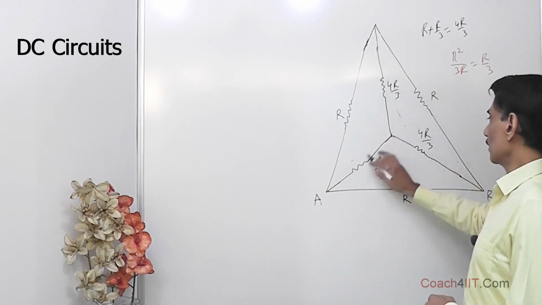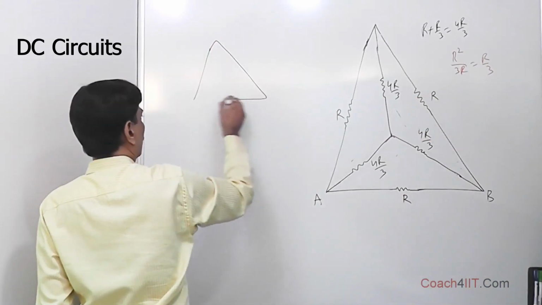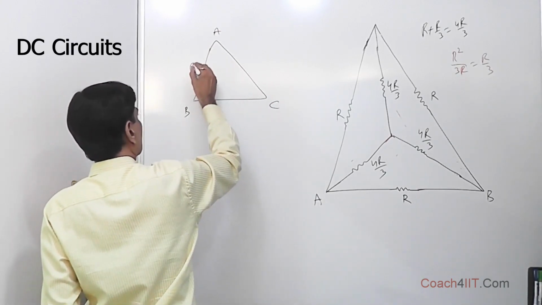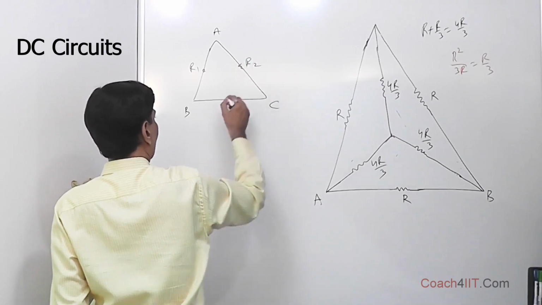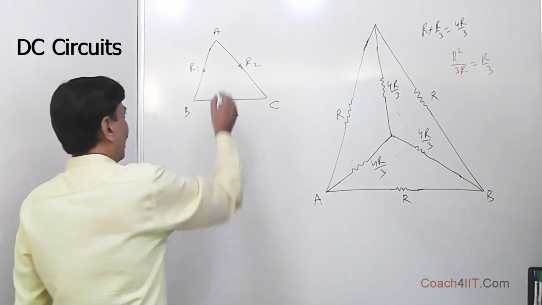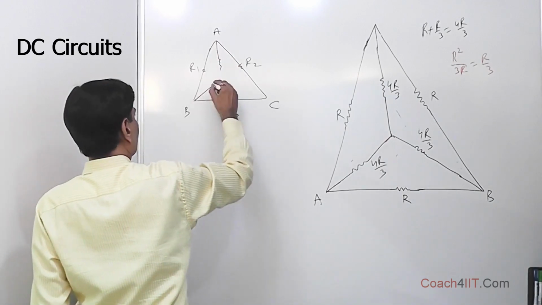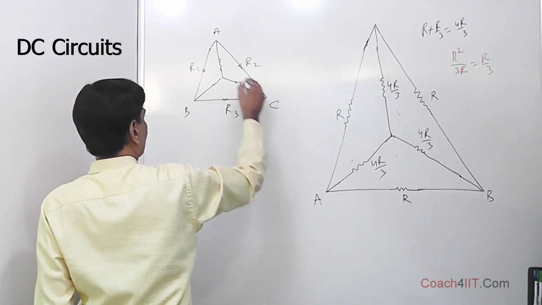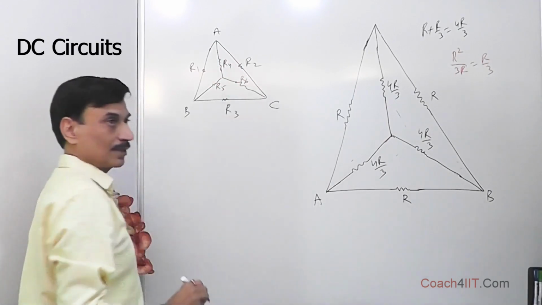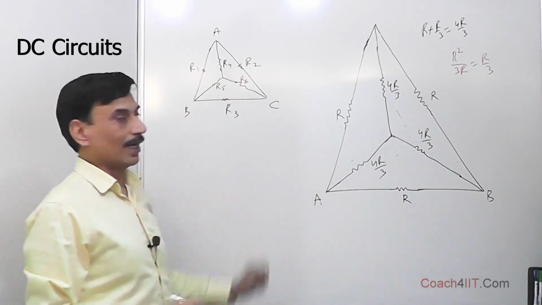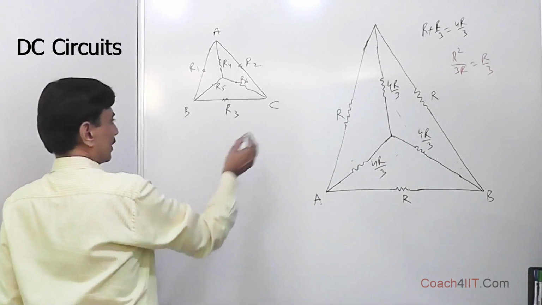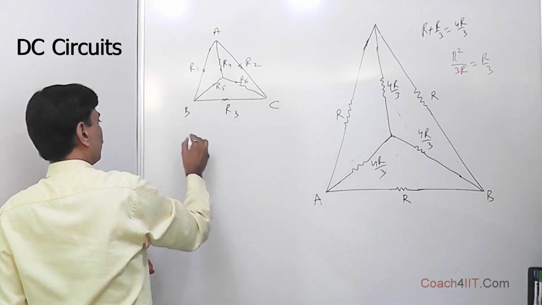Let's convert this star into delta. We know if this is A, B and C, this is R1, this is R2, this is R3, that is the delta, and we have a star over here. When we replace it by a star, that is R4, R5, R6. This is star, this is delta, and when we go from star to delta transformation, the star values are known, and the delta values are found out.